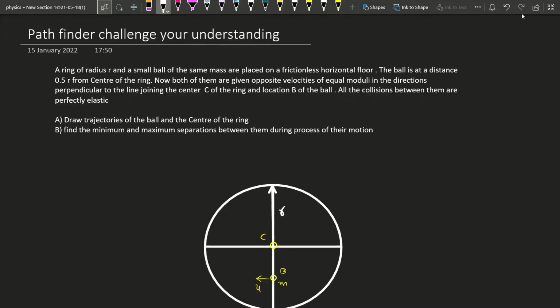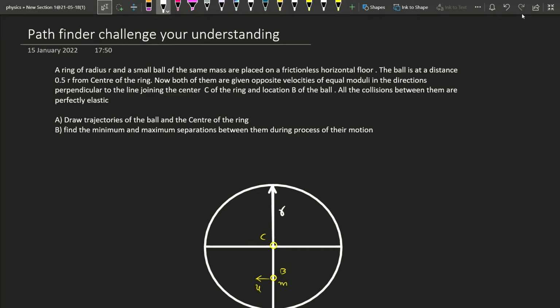I'll have you just present the question carefully. A ring of radius r and a small ball of the same mass are placed on a frictionless horizontal floor. The ball is at a distance 0.5 r from the center of the ring. Now both of them are given opposite velocities of equal moduli in the directions perpendicular to the line joining the center C of the ring and the location B of the ball.